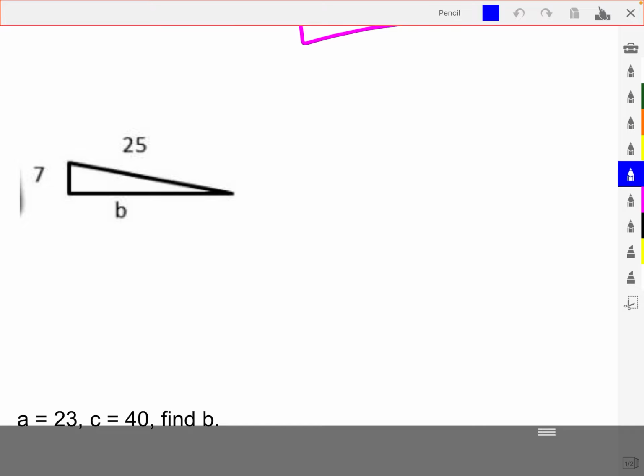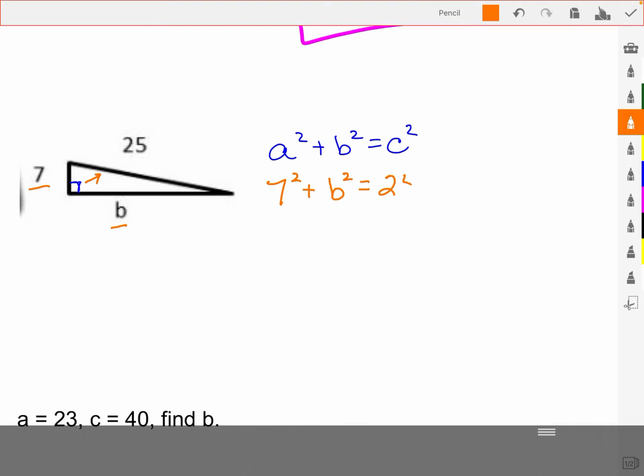So again, we're going to assume this is a right triangle. There's my right angle. My Pythagorean theorem, a squared plus b squared equals c squared. These are my legs, 7 and b, with 25 being the hypotenuse. So 7 squared plus b squared equals my hypotenuse squared, which is 25 squared.